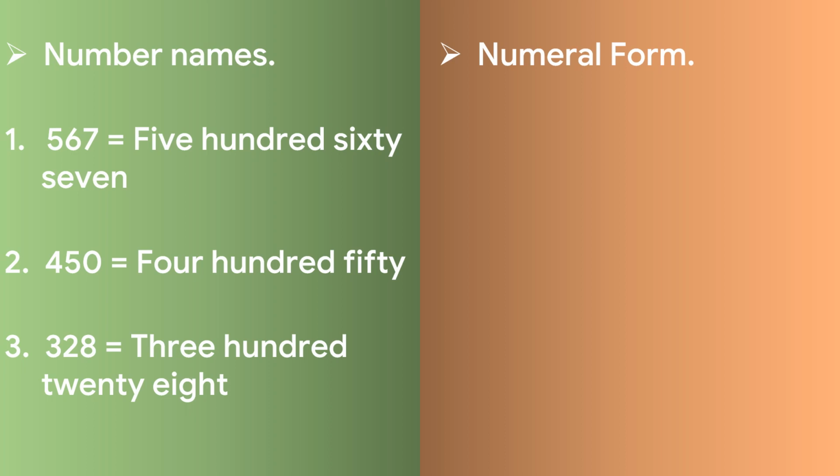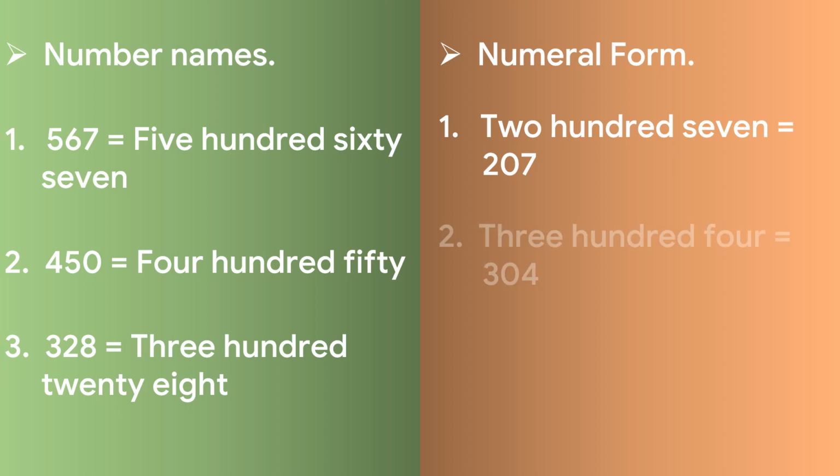28. Now your another topic is numeral form. In this I am giving the number names to you, and you have to write down their number. First, 207. So here what you have to do first, you have to write down the hundreds place first. In the place of hundreds there is a 2, so you have to write down first 2, and then the ones and tens place together. But here it is only 7, so you have to write down 07.